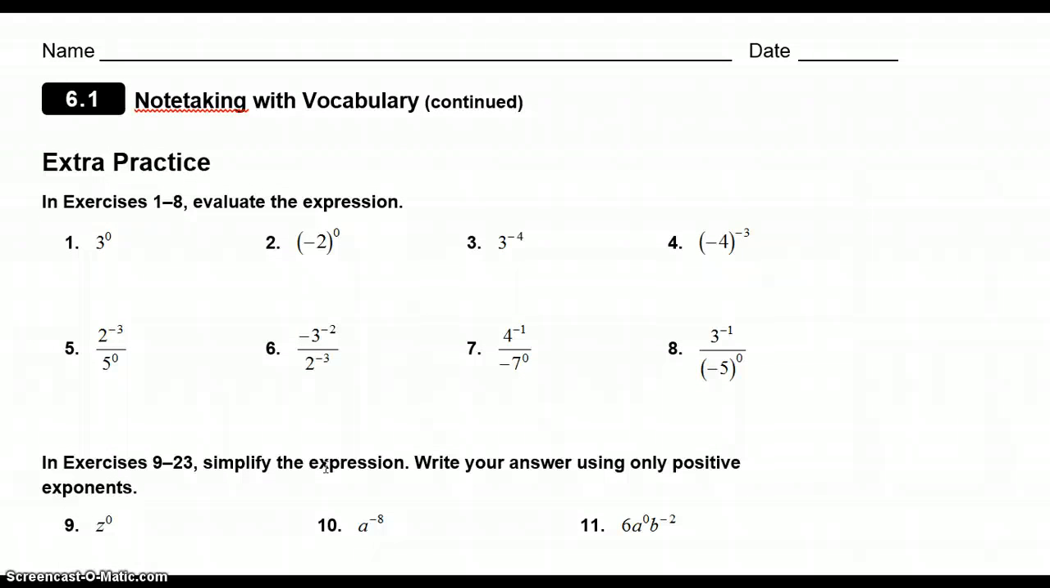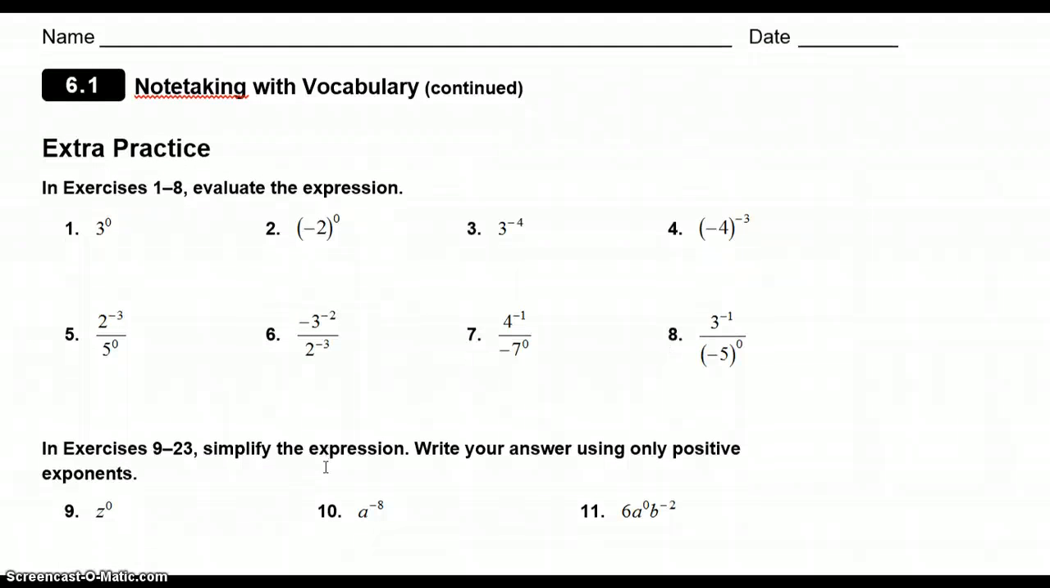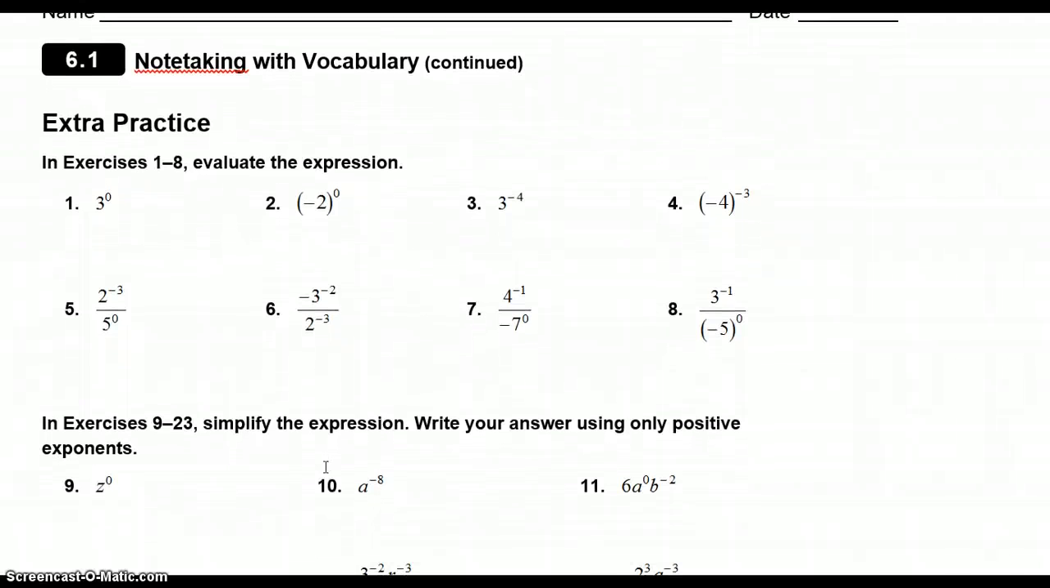Okay, going to the next page, take a look at extra practice number 1. The directions on 1 through 8 say evaluate the expression. You want to find the value. Like 3 to the 0, you just put 1. We get to number 3, 3 to the negative 4th power. Remember, this is the same as 1 over 3 to the 4th. So you multiply that out on the bottom. 3 to the 4th is 81, the same as 9 times 9.